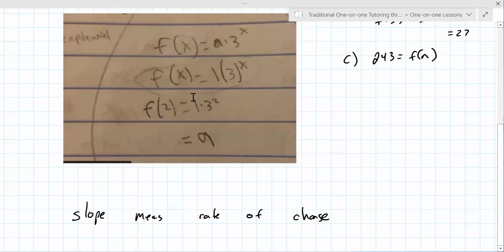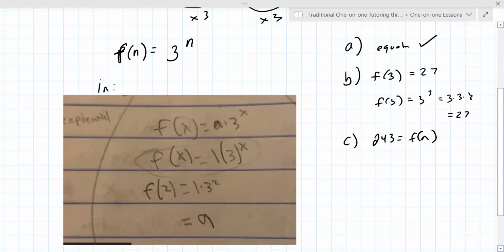Would saying rate of change work in this scenario? No, because rate of change is exclusively used for slope. Slope means rate of change. Okay. So would I just say the numbers increase exponentially? They increase exponentially if you're asked to do that.